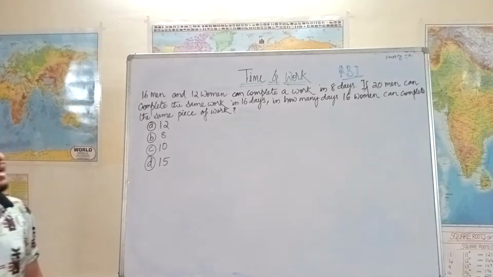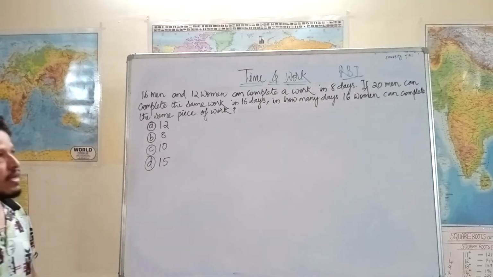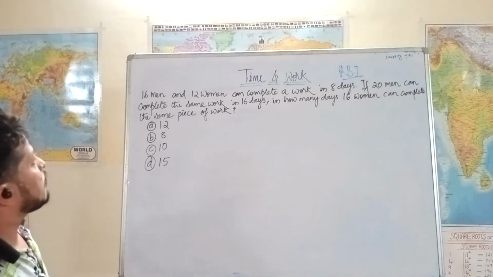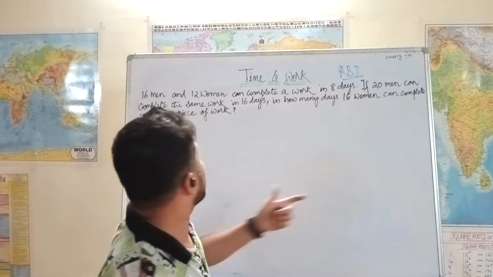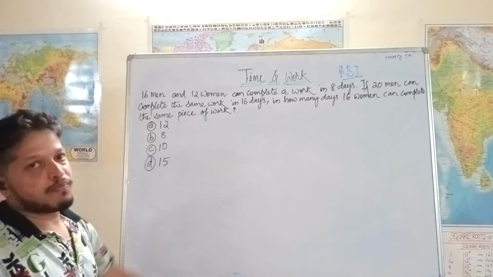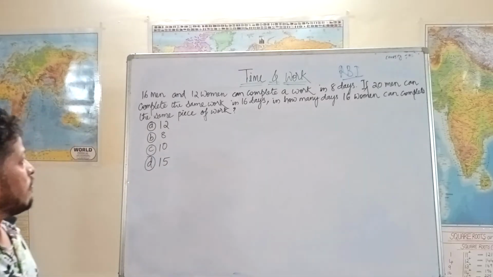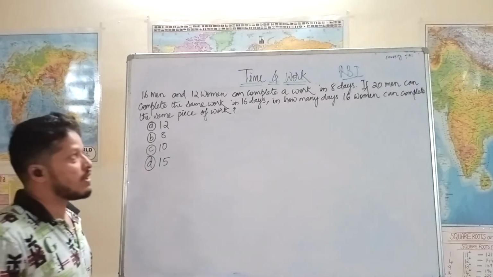16 men and 12 women can complete their work in 8 days. If 20 men can complete the same work in 16 days, in how many days can 16 women complete the same piece of work? The options are 12, 8, 10 and 15.